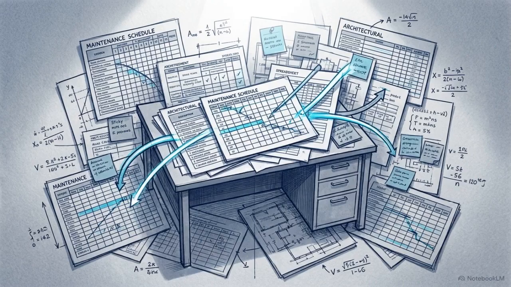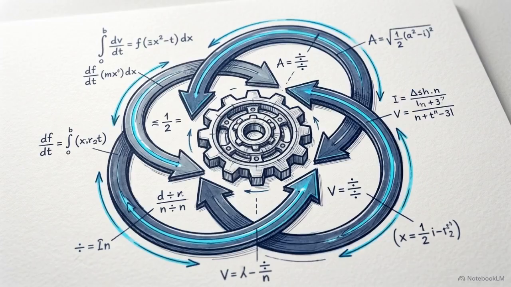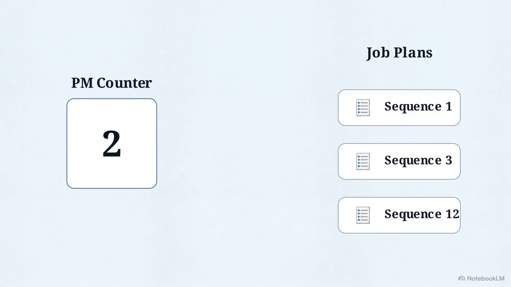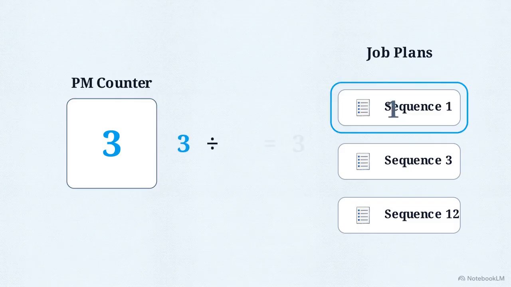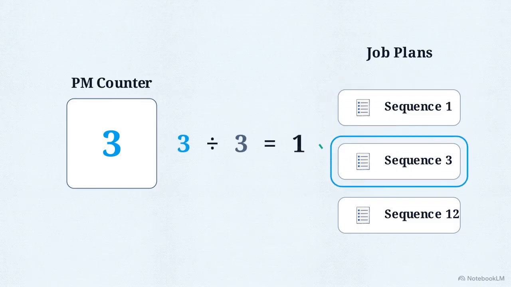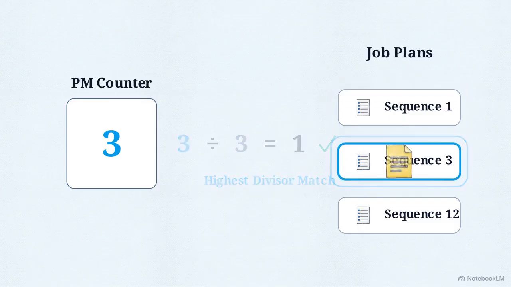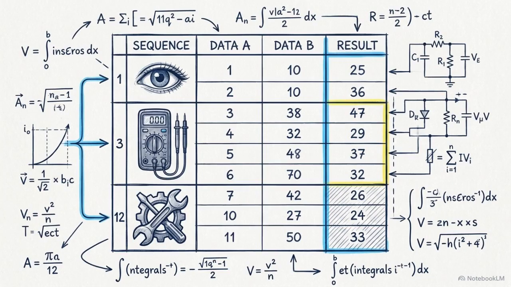Creating separate, standalone PM records for each of these layers creates conflicting schedules and redundant work. The mechanical solution is a rotating job plan. Rotating plans operate on a highest divisor rule. Every time a work order generates, the system increments a counter by 1. It then scans the available job plans and selects the one with the highest sequence number that divides evenly into that exact counter. This table illustrates a turbine inspection cycle.